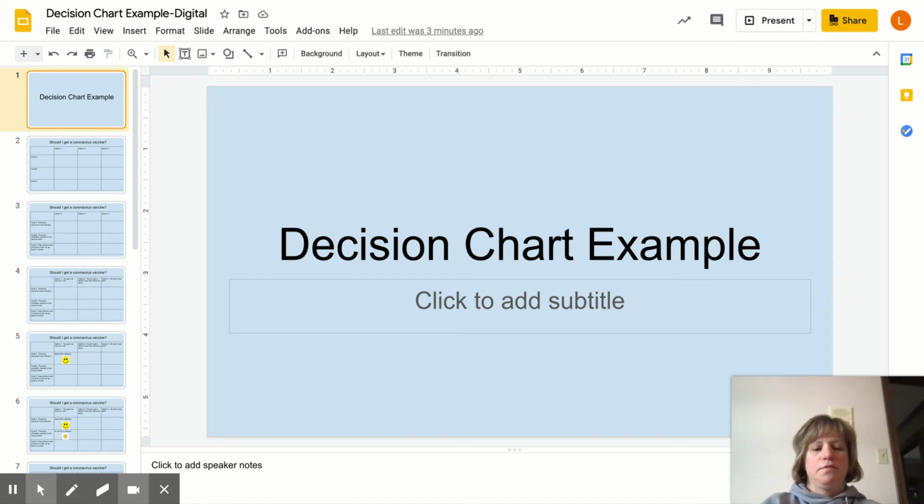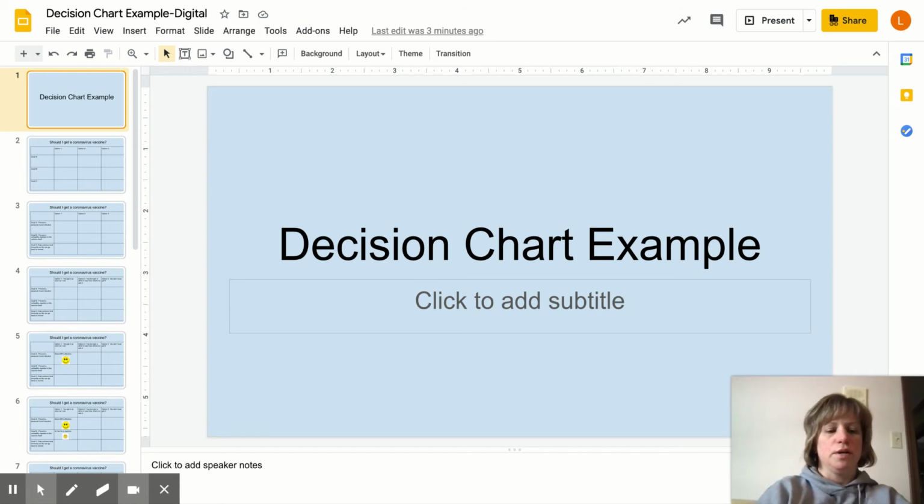Hello, guys. The purpose of this presentation is to help you understand how to do a decision chart. The first decision chart I'm going to show you is about a decision that I've recently needed to think through and make. This is just to provide an example for you so that you understand how a decision chart is set up.